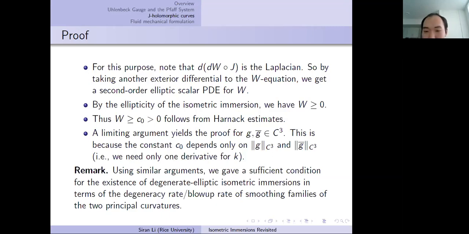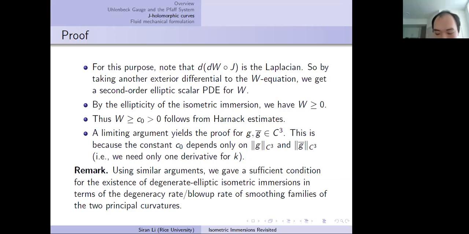And if I do a smoothing and the usual limiting argument, I can prove the existence for g and g bar. The important thing is that C0, by the direct arguments from the Harnack estimates, I can take it to depend only on one derivative of K. That amounts to the C3 norms of g and g bar.